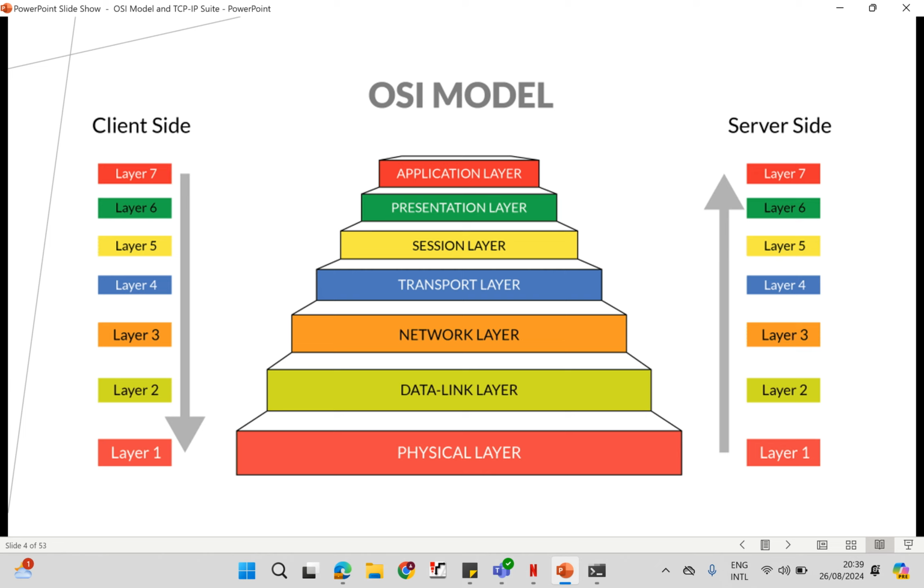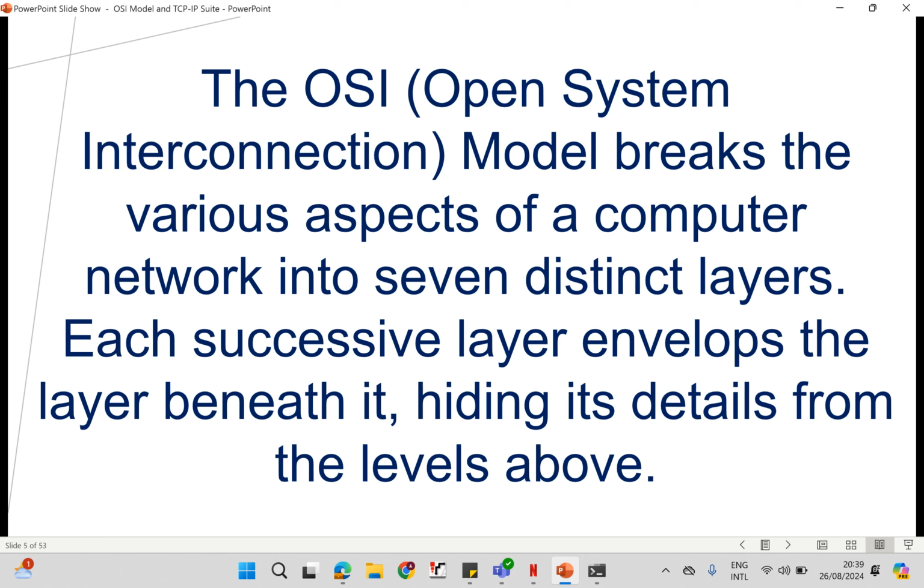You don't know those things that happen behind what you are doing. So there is a layer 6 that took place, there is a layer 5, there is a layer 4, there is a layer 3, there is a layer 2, and there is also a layer 1 that happened that made that thing successful. So let's move on. The OSI model breaks the various aspects of a computer network into 7 distinct layers. Each successive layer envelopes the layer beneath it, hiding its details from the levels above.